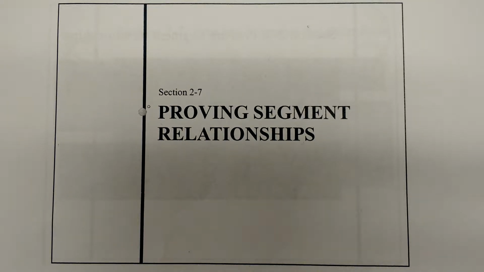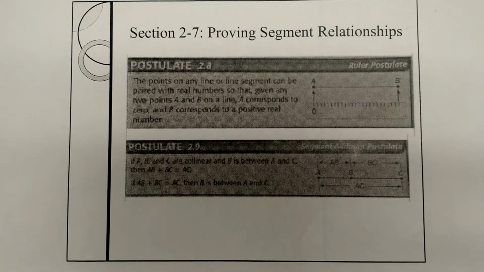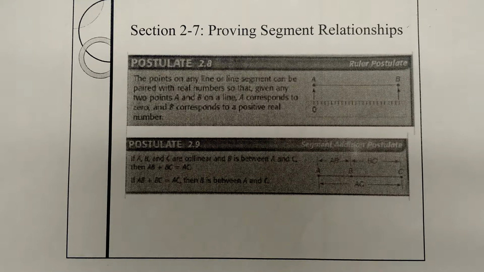Okay, here we have section 2.7, proving segment relationships. So our main ideas, and no new vocab in this section. So a couple postulates to begin. The first is just the ruler postulate, means you can just measure a segment with a ruler.